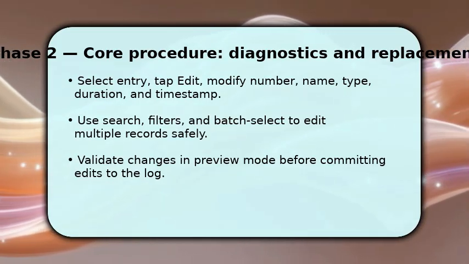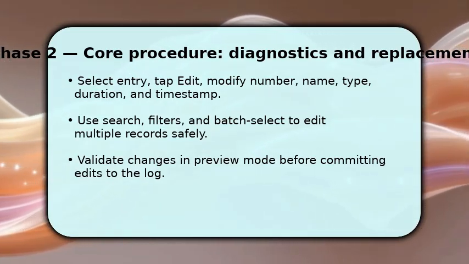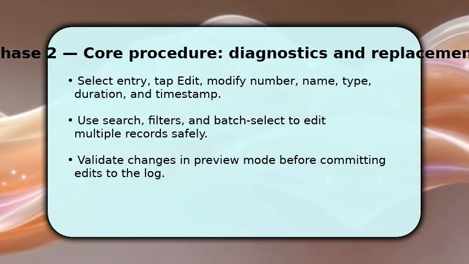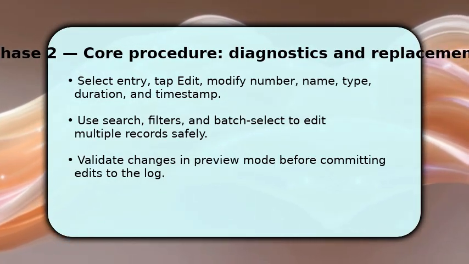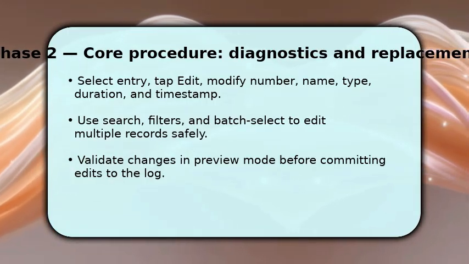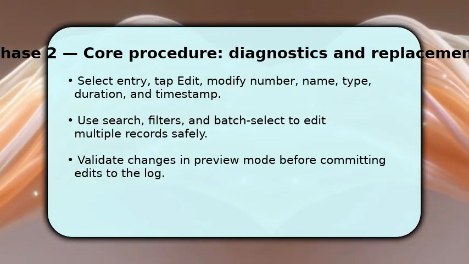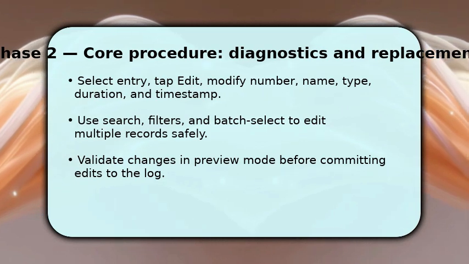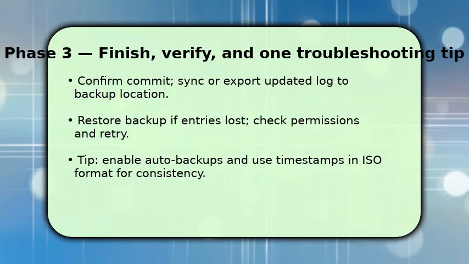Once edits are staged, run preview mode to validate that timestamps and formats look correct. This prevents format errors and keeps the log consistent. After review, commit changes. You finish by confirming the commit and then syncing or exporting the updated log to your backup location so you have a recovery point.